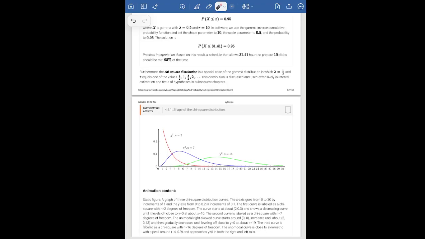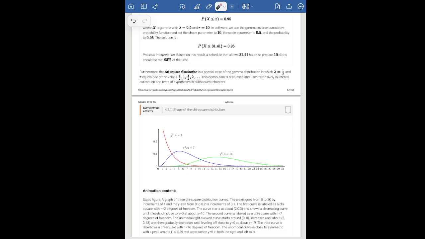All right. So we also have another variant of the gamma distribution called the chi-square distribution, a special case of the gamma distribution, where the lambda in this case is going to be 1/2, and the r is equal to positive integer multiples of 1/2. So a half times 1 is 1/2. 1/2 times 2 is 1. 1/2 times 3 is 3/2. 1/2 times 4 is 4/2, or 2, and so forth.